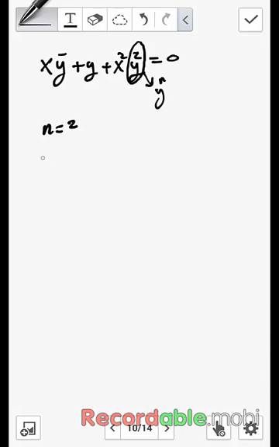First thing, define v equal to y to the power of 1 minus n. In this case, it will be y to the power of 1 minus 2. It will be y to the power of minus 1. This is v.